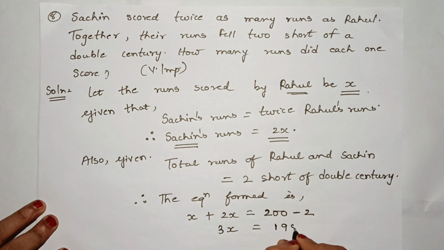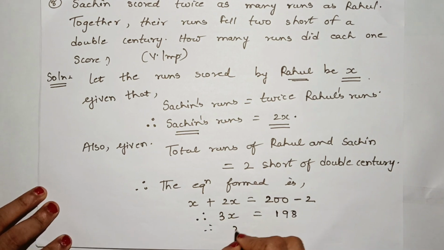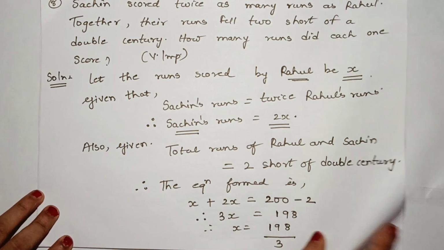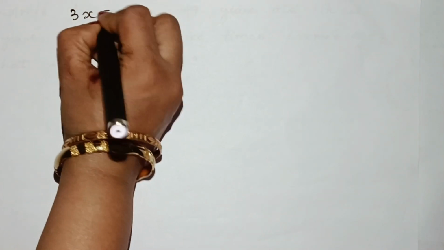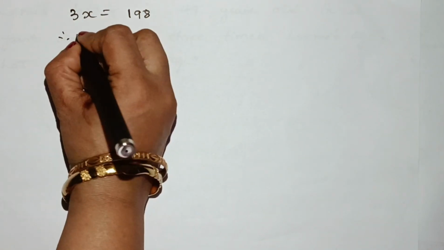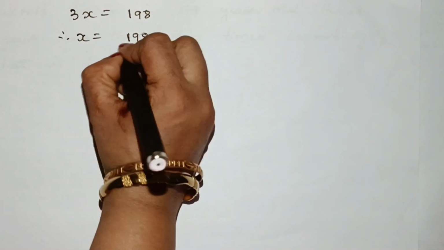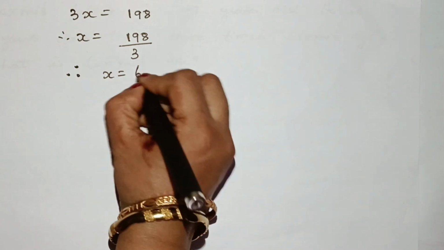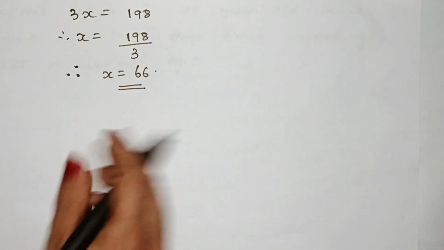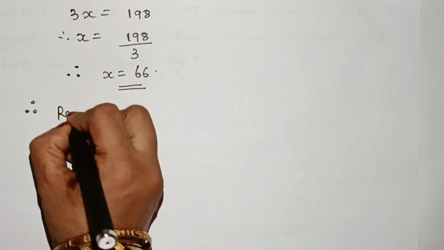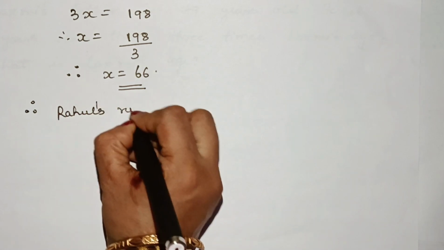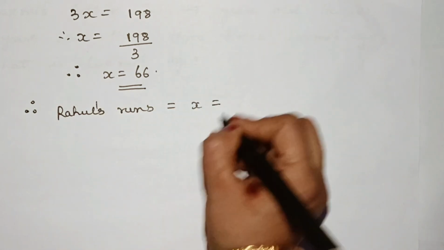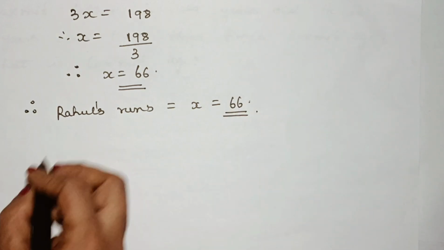3x equals 198. Transposing, x equals 198 divided by 3. So 3x equals 198. Therefore, x equals 198 divided by 3. Therefore, x is equal to 66, since 3 sixes are 18. So you got the value of x. Now write the final answer. Therefore, Rahul's runs equal x, which is 66.